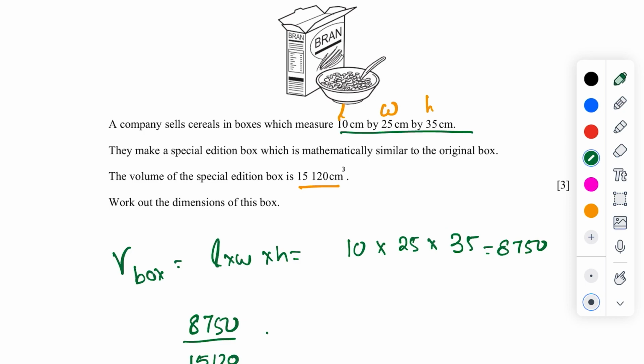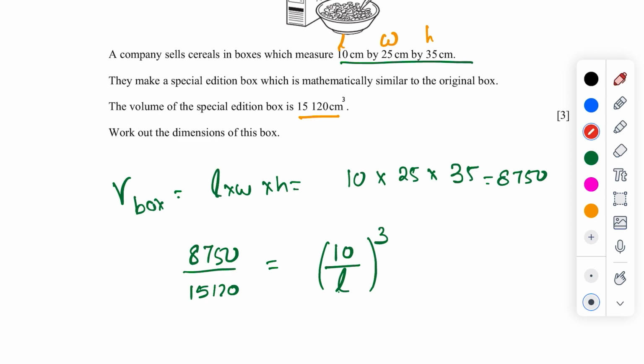Actually the length is 10. What is the special edition's length? So whole cube, because we are dealing with volume. I found the volume of the box and I'm comparing it with the volume of the special edition because they are similar to each other. Volume of the box was 8750, special edition is 15120. The length of the box was 10. The length of the special edition we don't know. We are finding it out. So whole cube, cube and cube root get cancelled.